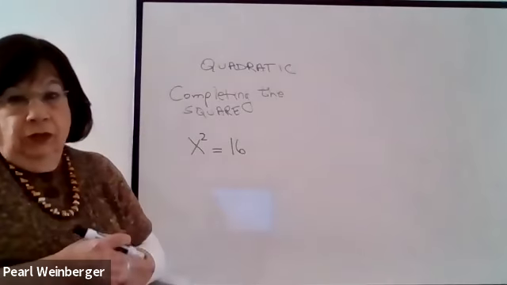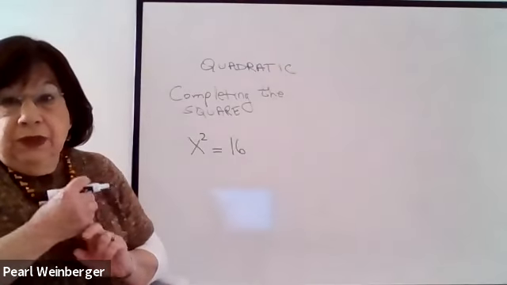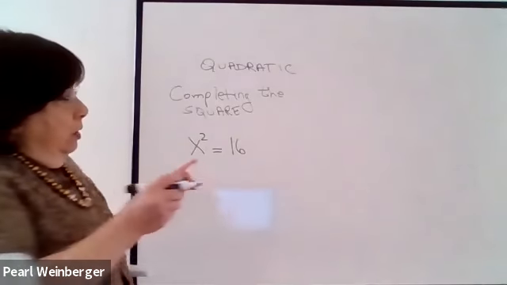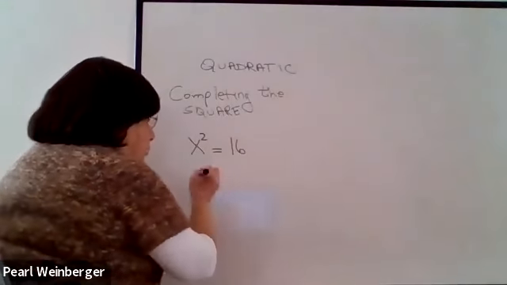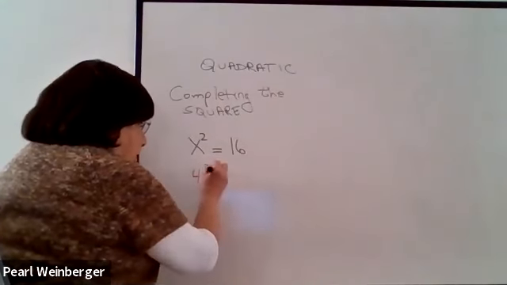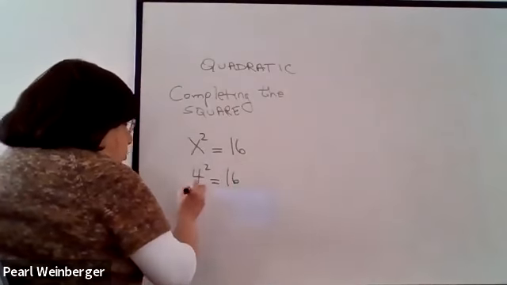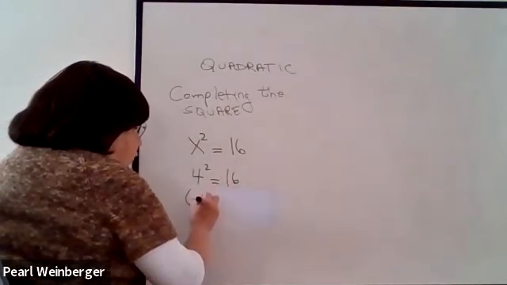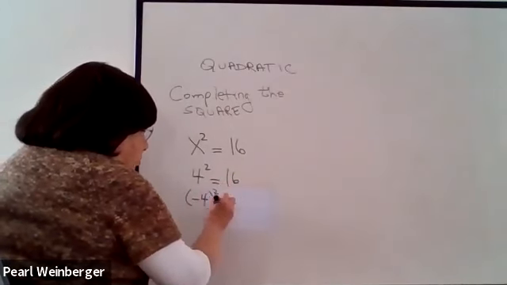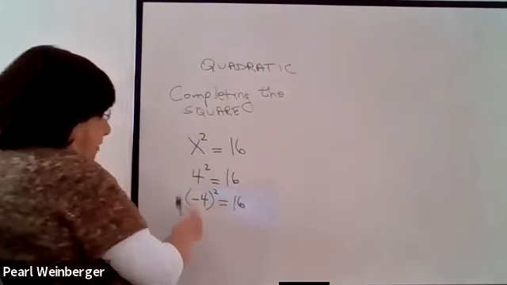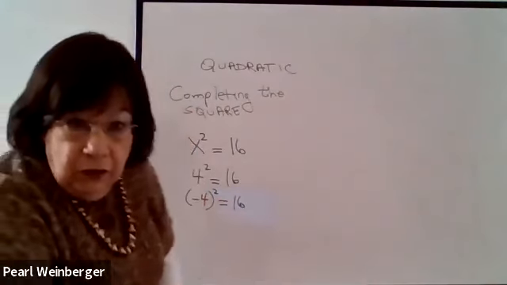Except that's not the only answer. The answer could be -4 as well, because when I do 4 squared, I get 4 times 4, which is 16. But also when I do -4 squared, I also get 16, because a negative times a negative gives me a positive.